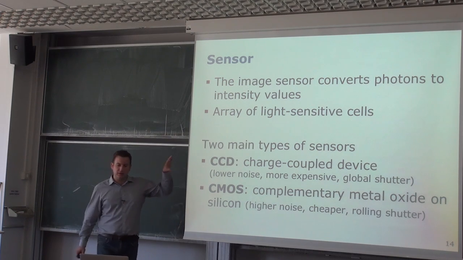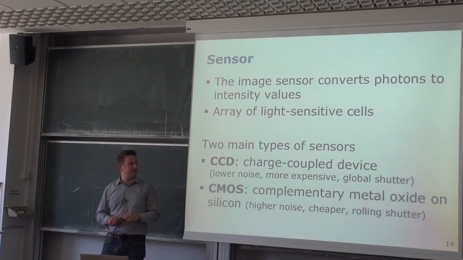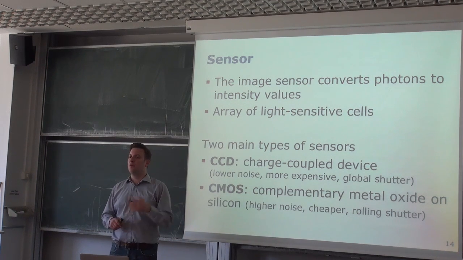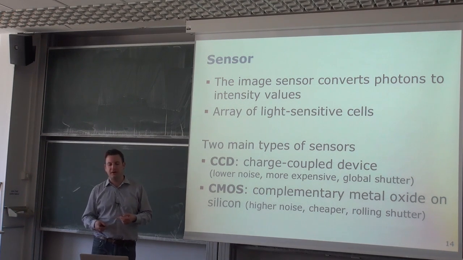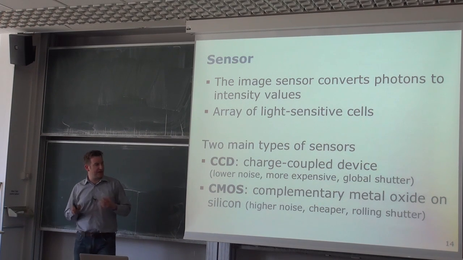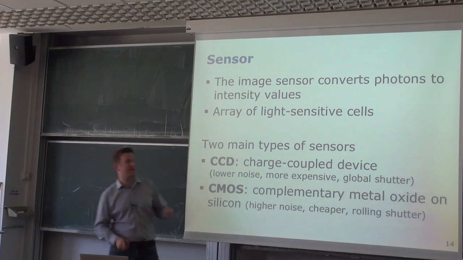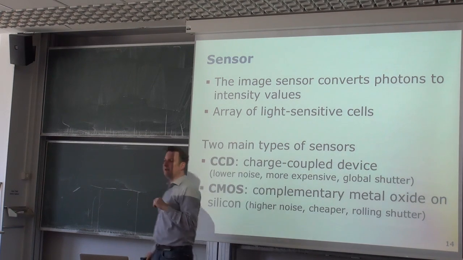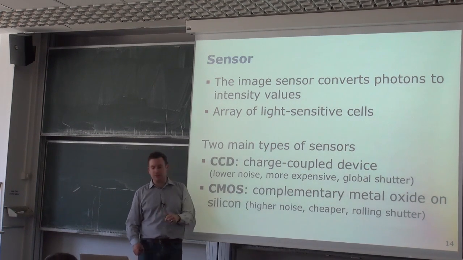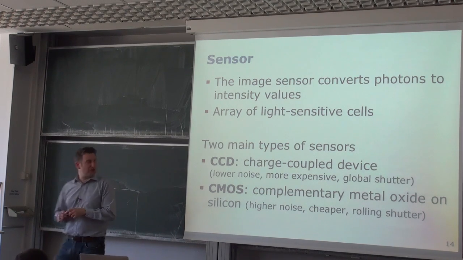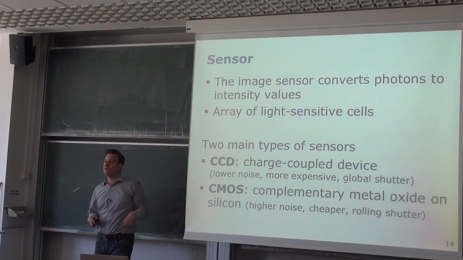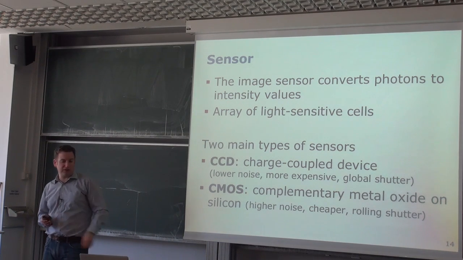There are two different types of sensors that we typically have, CCDs and CMOS sensors. They have different properties, and one of them is quite important for reconstruction. This is the aspect of what is called the global shutter. That means the image is exposed at the same point in time, compared to a rolling shutter. We'll see an example later on. Especially if you have moving objects, it's important to know what kind of sensor we are actually using.